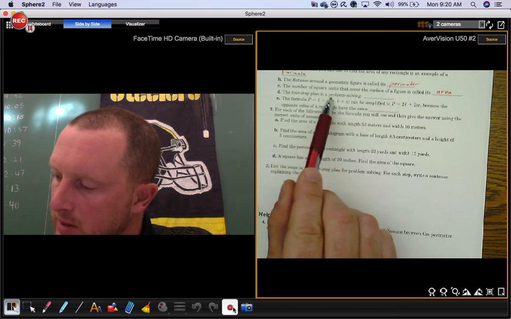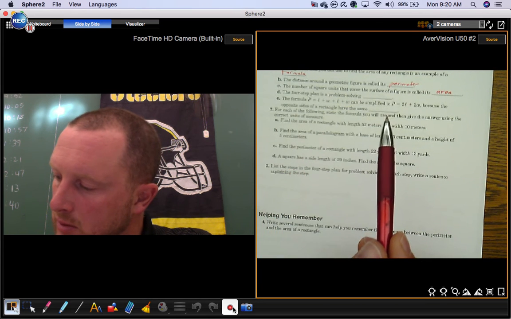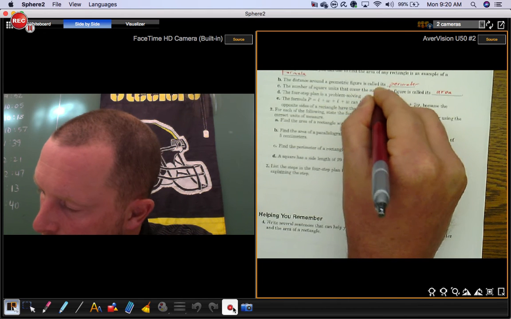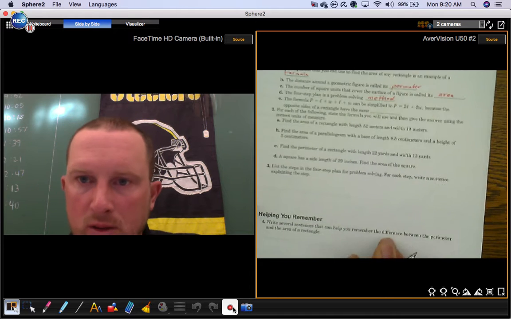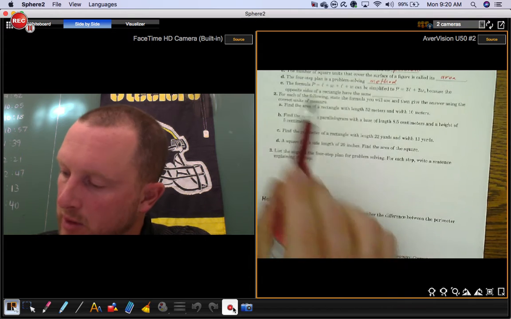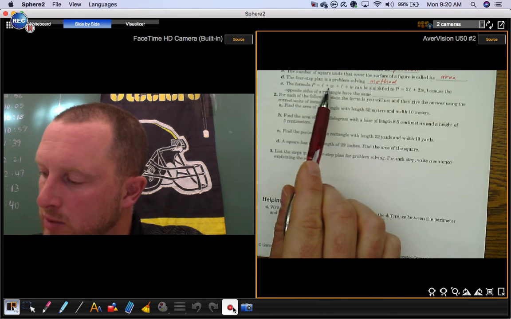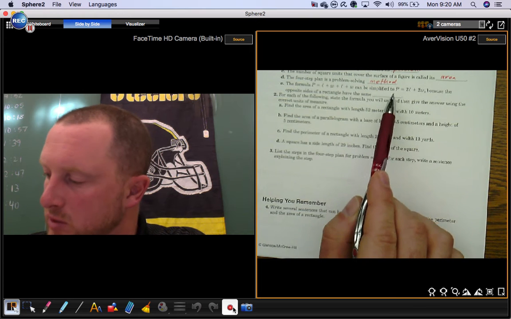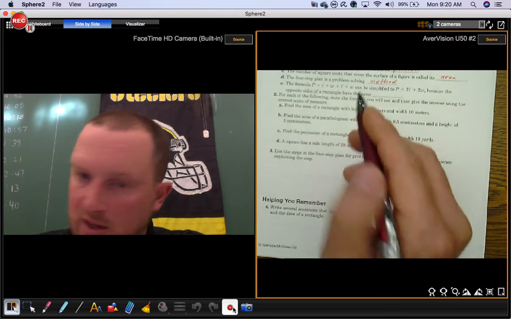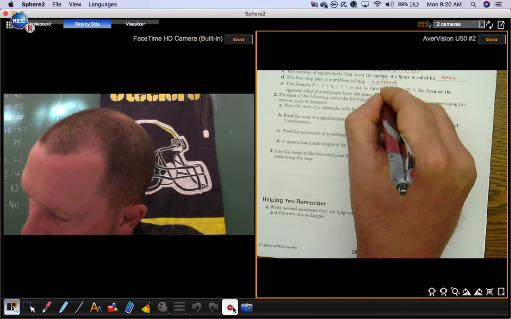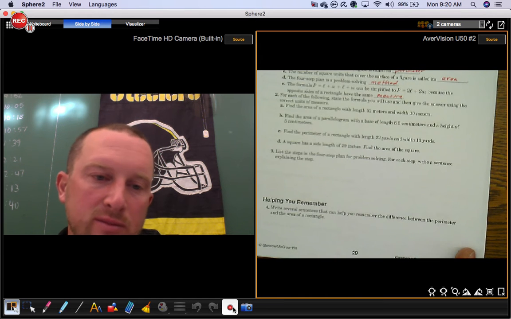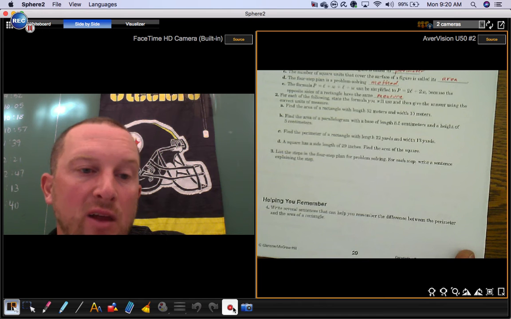The four-step plan is a problem-solving method. Part E, the formula P equals L plus W plus L plus W can be simplified to P equals 2 lengths plus 2 widths because the opposite sides of a rectangle have the same measure. I guess you could say length as well, but it's weird saying that the widths have the same length.